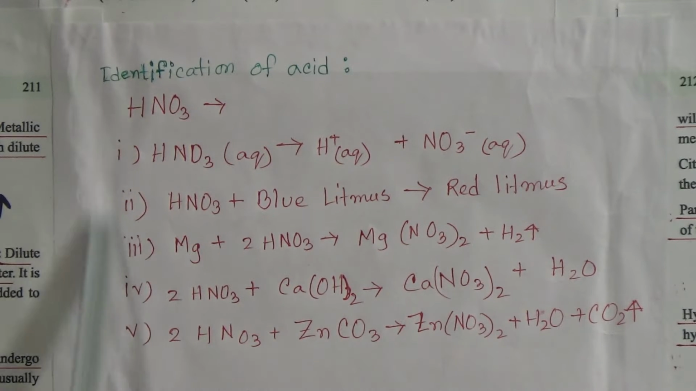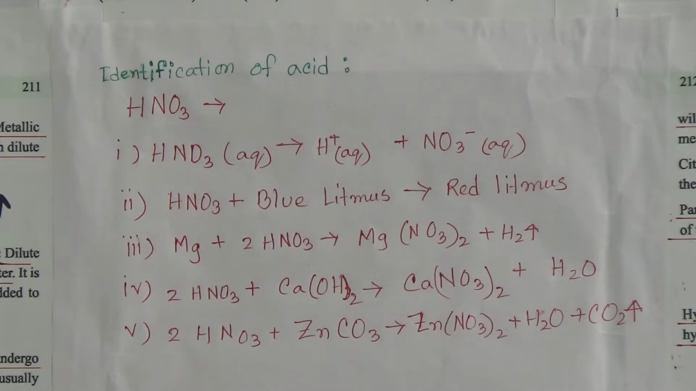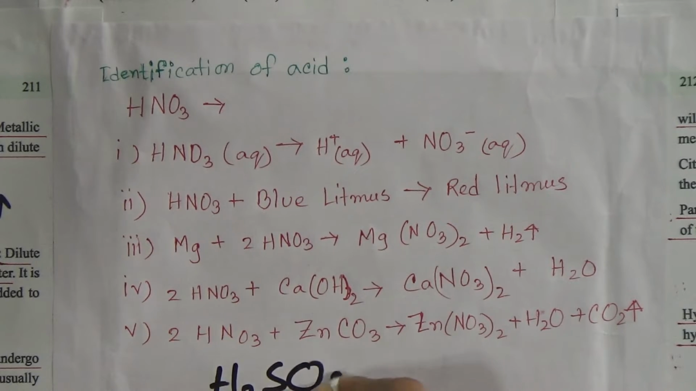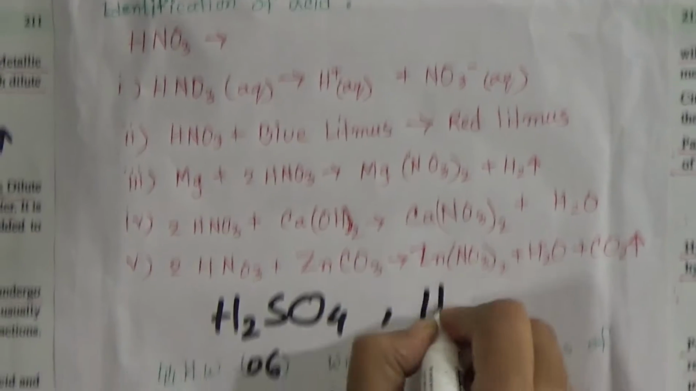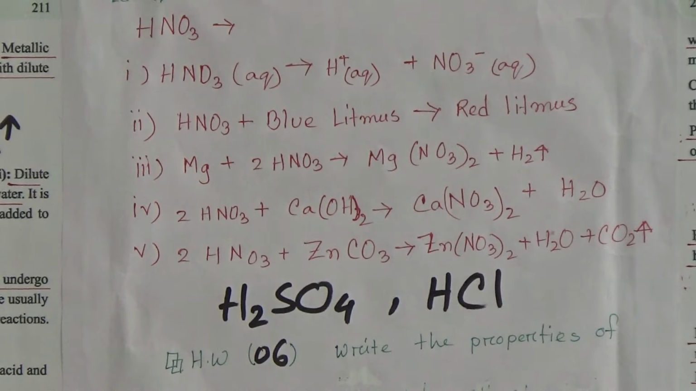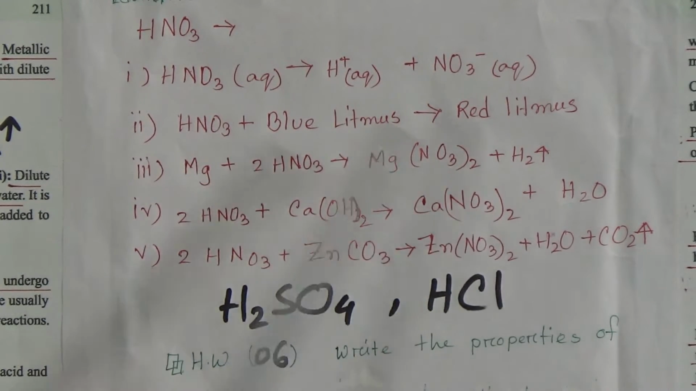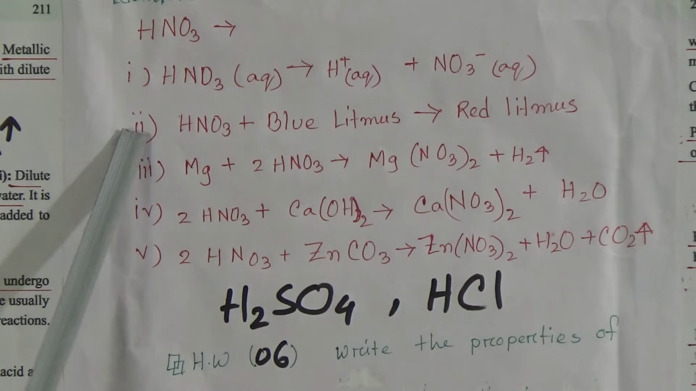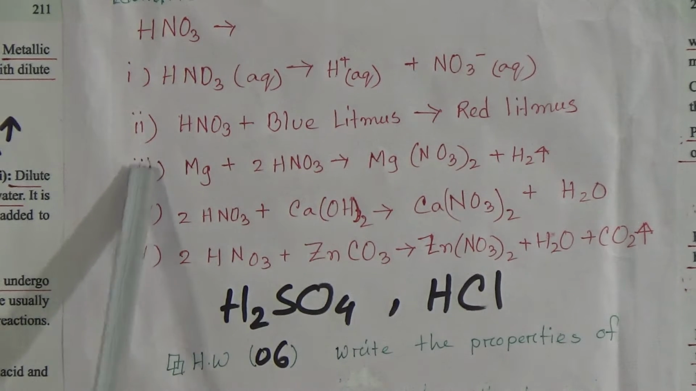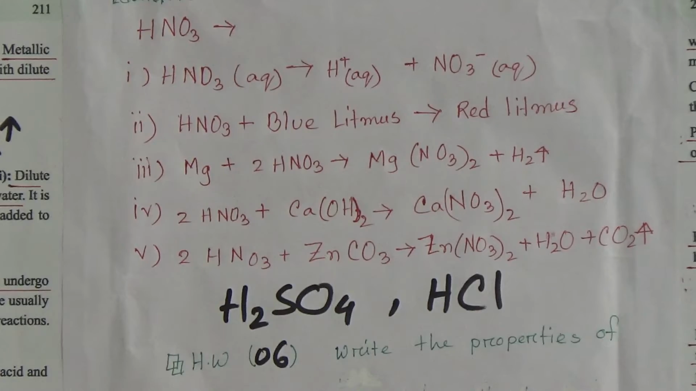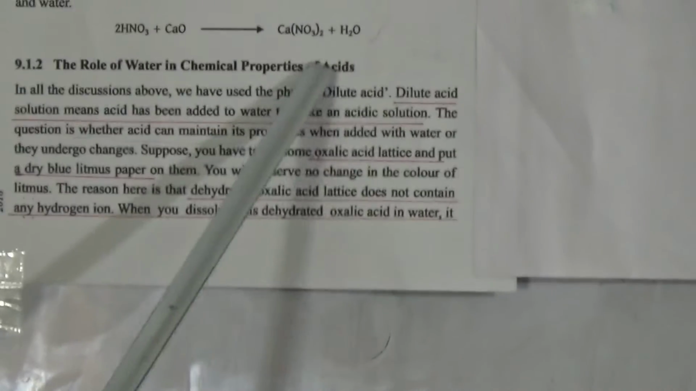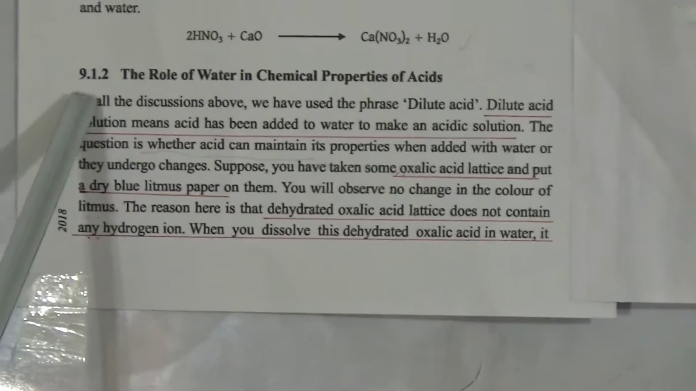In this way you have to practice to prove any acid, like sulphuric acid and hydrochloric acid. You have to identify these acids according to their characteristics which are given in your book. And come to the role of water in the chemical properties of acid.